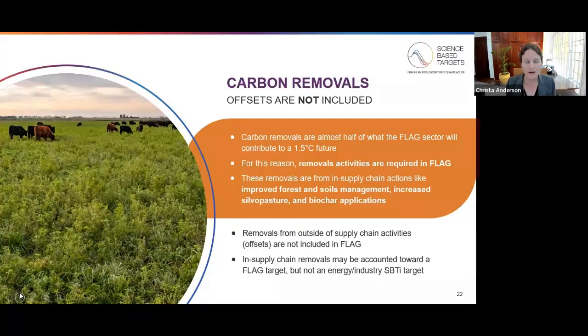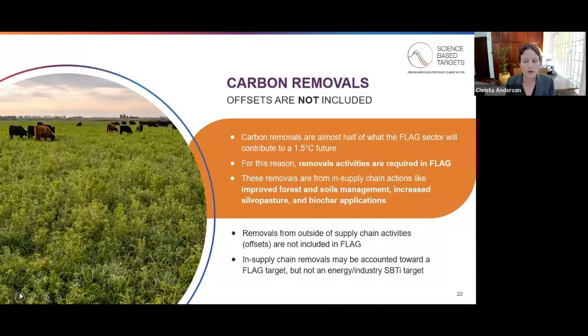This is the fourth and final deep dive issue that I want to talk about today, and it's carbon removals. From the top, to clarify, offsets are not included in FLAG. But carbon removals are almost half of what the FLAG sector contributes to a 1.5 degree future, half of the mitigation potential. So for this reason, when we developed FLAG, we included removal activities, and they're in fact required in terms of what mitigation FLAG expects.